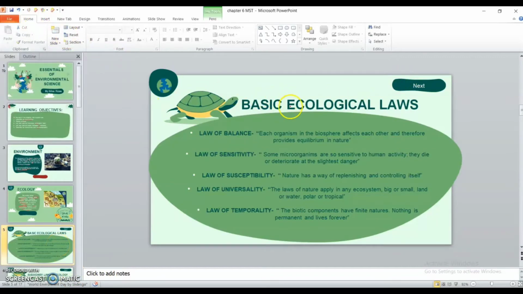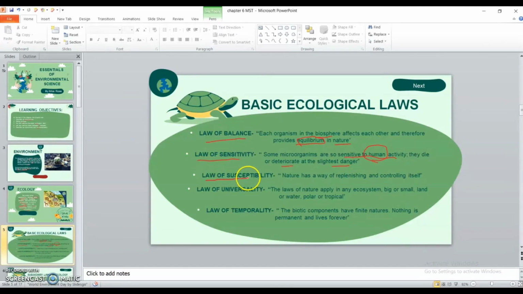Our first basic ecological law is the law of balance. Under the law of balance, the organisms in the biosphere affect each other and therefore provide equilibrium to nature. Equilibrium becomes balance to nature. Next is the law of sensitivity. Under the law of sensitivity, some organisms are so sensitive to human activity that they die and deteriorate at the slightest danger. So under sensitivity, humans are a big influence on this law.